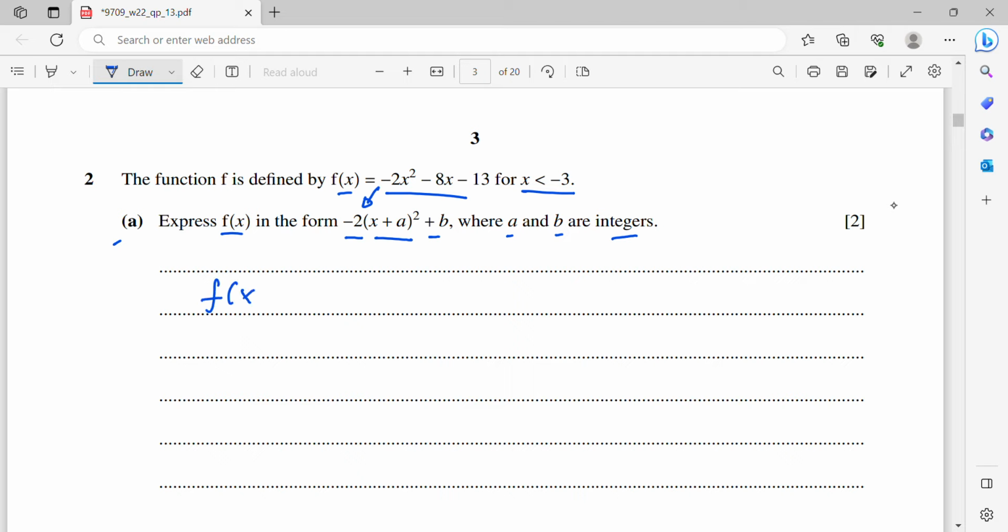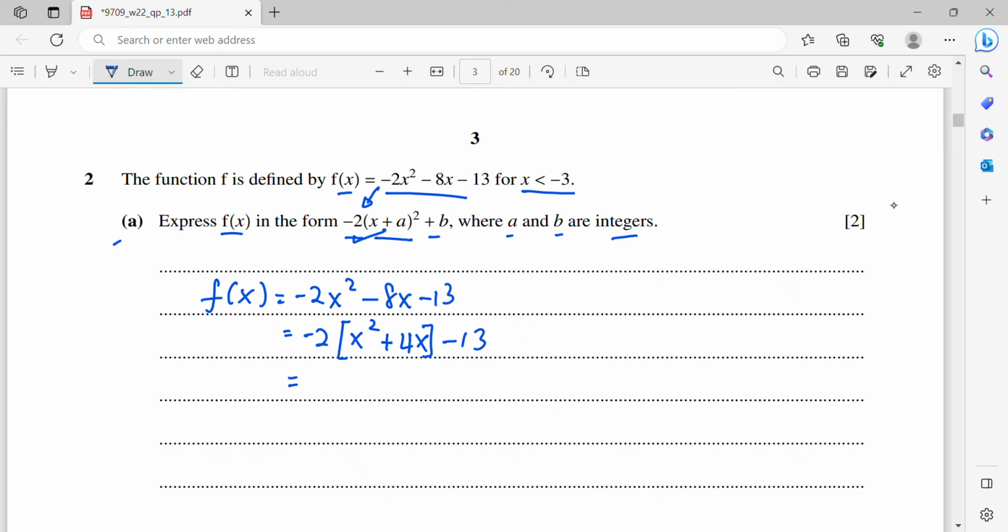So now, first of all, I will rewrite the question. f of x is negative 2x squared minus 8x minus 13. Now, by looking at the answer here, we need to factorize a minus 2. Okay, that is the compulsory step for you to perform the completing the square method. Alright. So now, when you factorize a minus 2 from all these terms, you are actually dividing the terms by minus 2. So first term becomes x squared. Second term becomes positive 4x. Then the minus 13, I can just leave it outside.